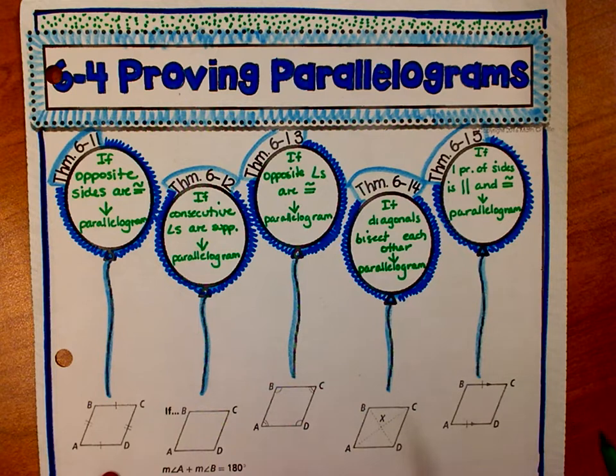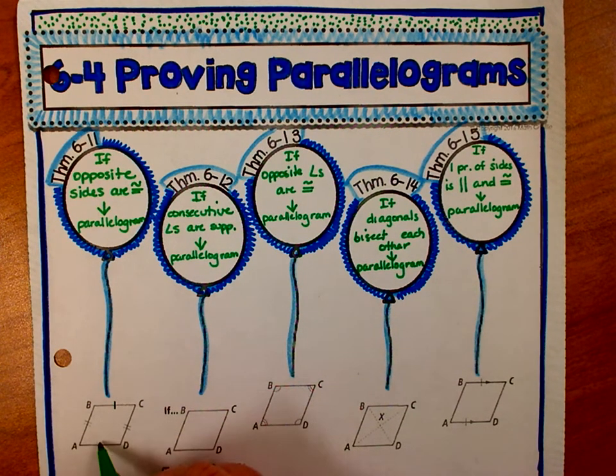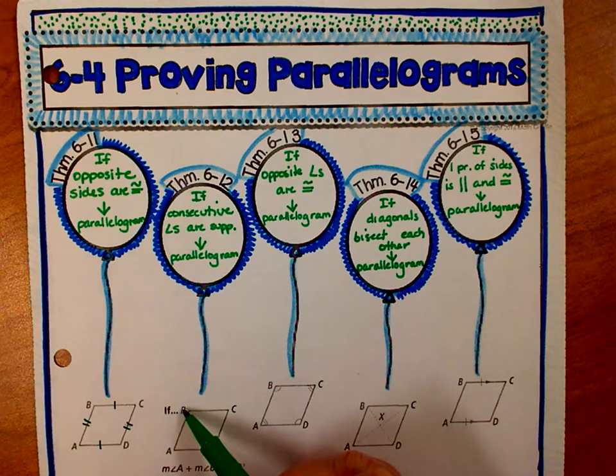Okay, let's take a look at the first one, Theorem 6.11. This one says, if the opposite sides are congruent, so these two sides are congruent and these two sides are congruent, then it's a parallelogram. Theorem 6.12 says, if A and B add up to 180, B and C add up to 180, C and D add up to 180, that means each of those pairs of consecutive angles, the one right next to the other one, adds up to 180 degrees, then it's a parallelogram.